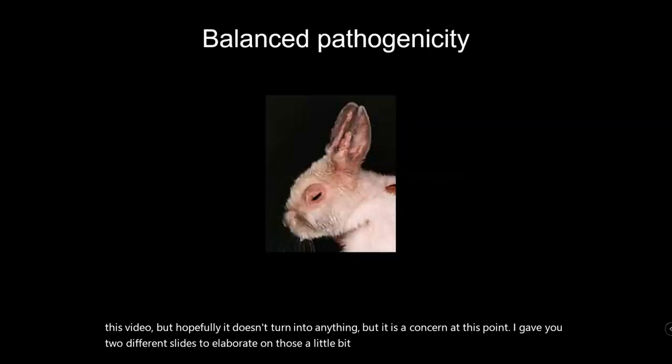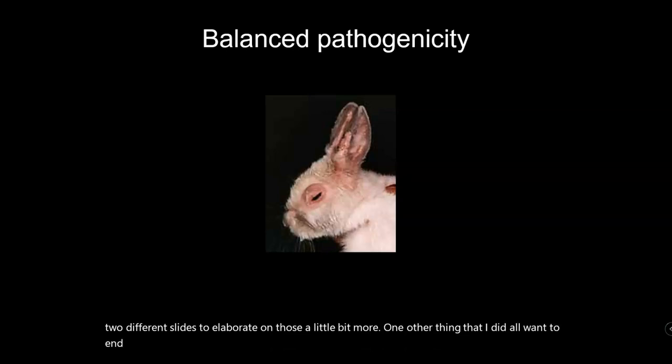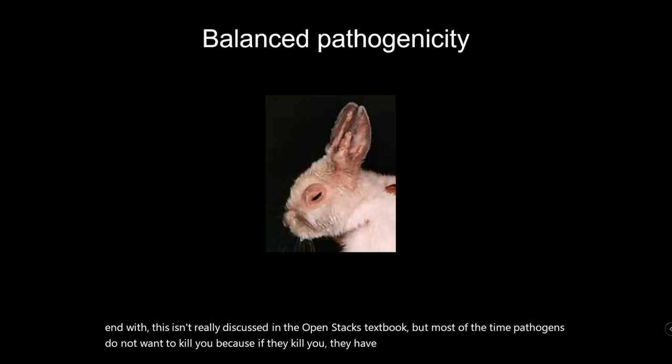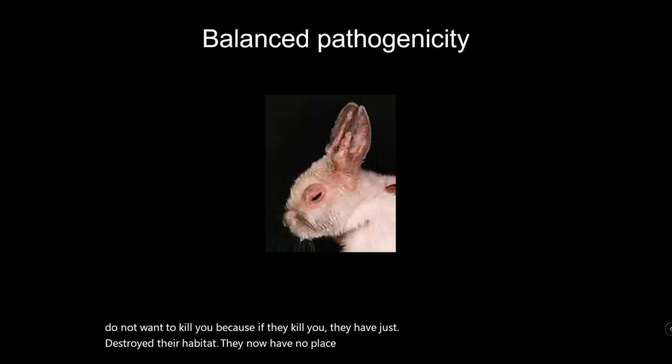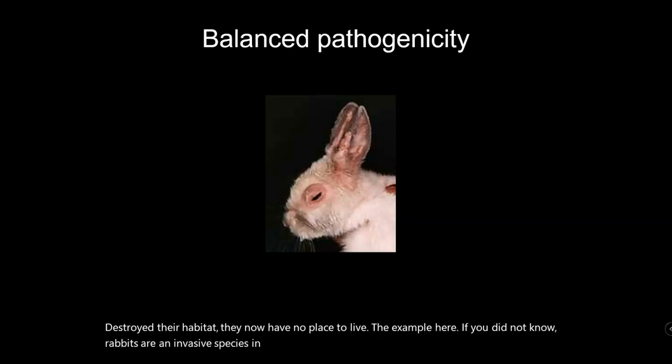One other thing that I did want to end with, this isn't really discussed in the OpenStax textbook, but most of the time, pathogens do not want to kill you, because if they kill you, they have just destroyed their habitat. They now have no place to live. The example here, if you did not know, rabbits are an invasive species in Australia, and apparently in Australia they hate rabbits very, very much, and so they built what was supposed to be a rabbit-proof fence.